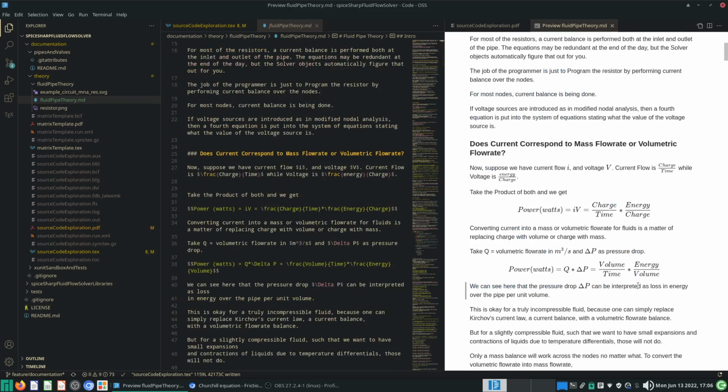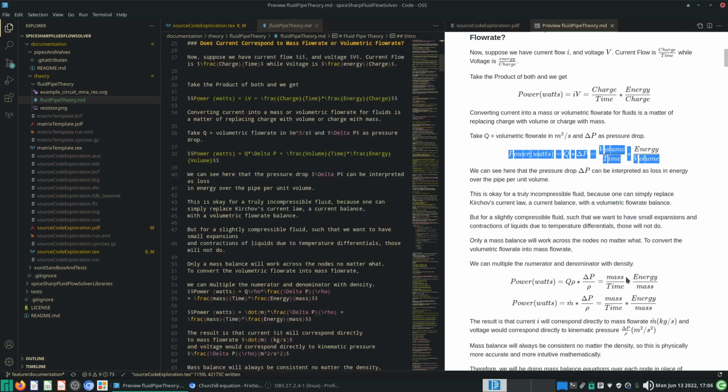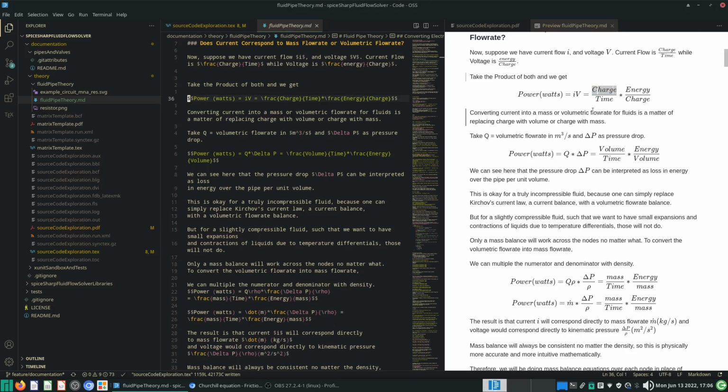Here I am trying to justify how I can replace the charge with either a volumetric flow rate or a mass flow rate. At the end of the day, I chose to change it to mass flow rate because current is always conserved. So I'm changing current into a mass flow rate per unit time. Everywhere the charge appears, I change it to mass. So it's how much mass per unit time, how much energy per unit mass.